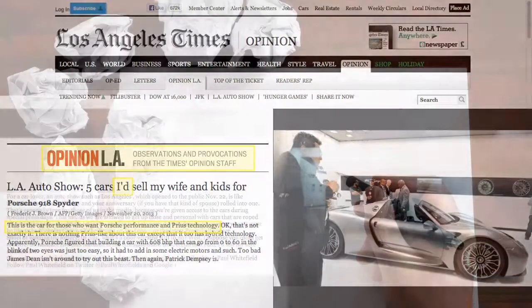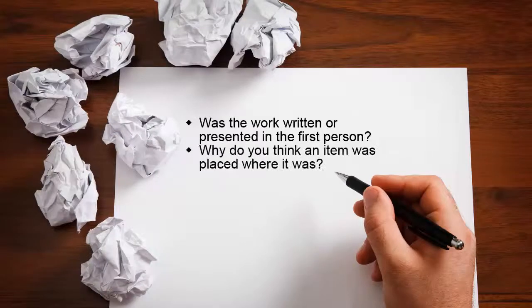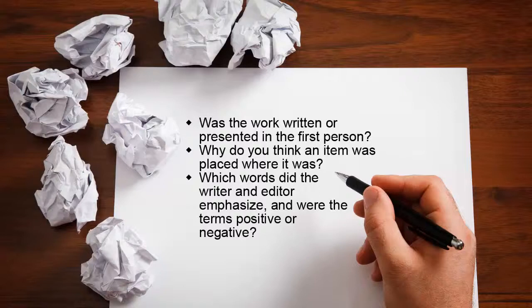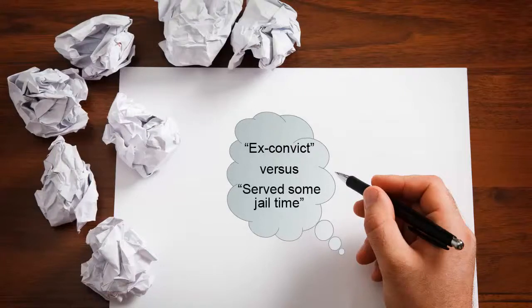Otherwise, making note of headlines, specific words, and phrasing can help you determine the categorization of a piece. Was the work written or presented in the first person? Why do you think an item was placed where it was? Which words did the writer and editor emphasize, and were the terms positive or negative? For instance, calling a person an ex-convict elicits different feelings than stating that someone served some jail time.